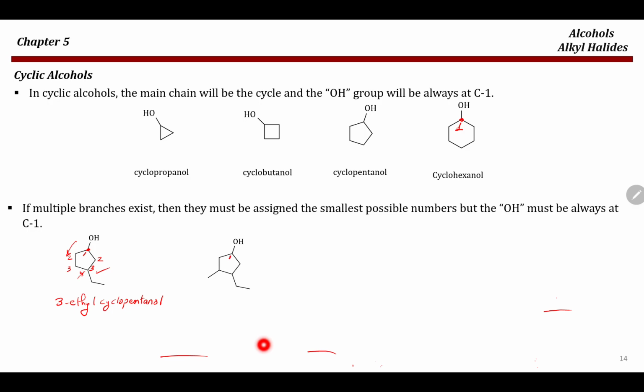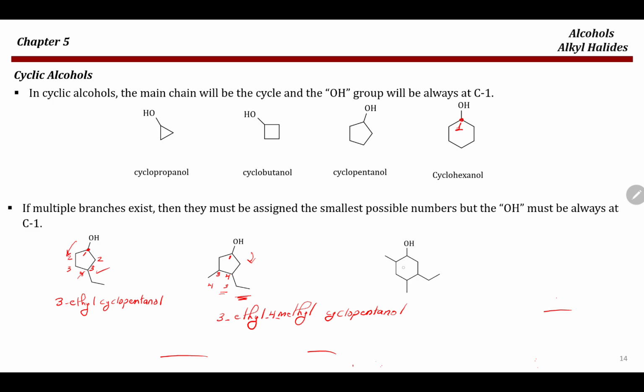Again, this is 1. Now, if I count anti-clockwise, this is going to be 1, 3, 4. If I count starting clockwise, this is going to be 1, 3, 4. So I'm getting the same set of numbers, and in this case I have to use the alphabetical order rule since ethyl goes first. So this compound is cyclopentanol, and the branches are ethyl and methyl. The only thing which is left is numbering, and as I said, we are getting the same numbers: 1, 3, 4, 1, 3, 4. However, since ethyl is written first, it should be given the smaller number. So 3 goes for ethyl and 4 goes for methyl.